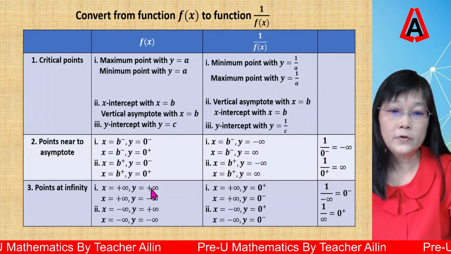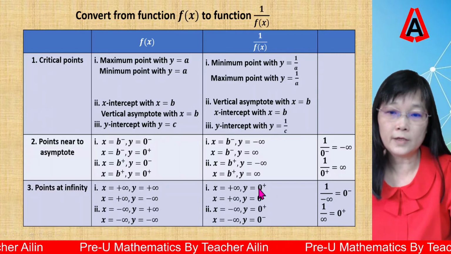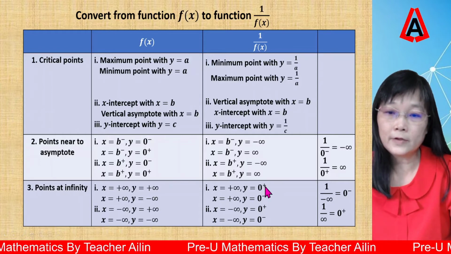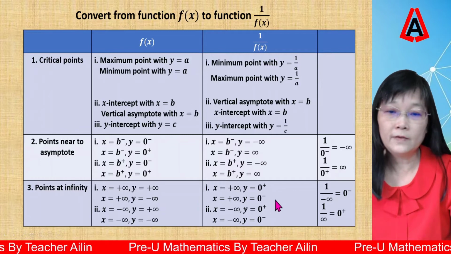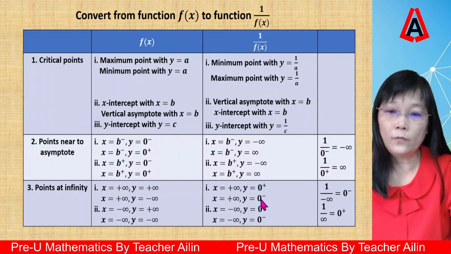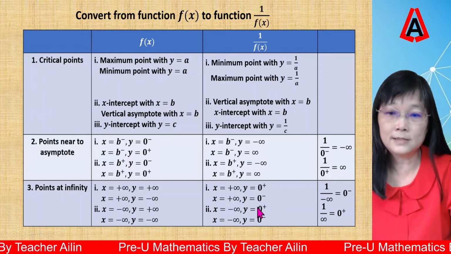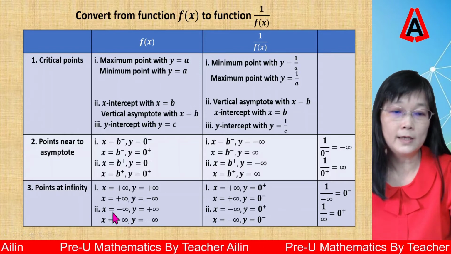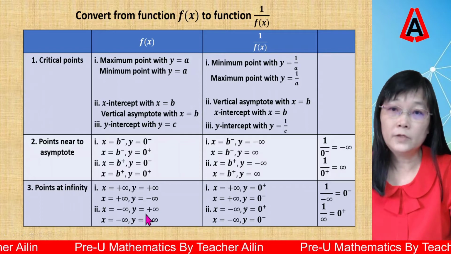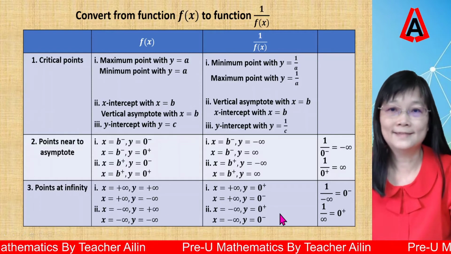So positive infinity when converted to 1 over f of x will give a value slightly greater than 0. Negative infinity when converted to the reciprocal, the value of y becomes slightly less than 0. Same as when x approaches negative infinity. So we need to double check the change of the values of y.